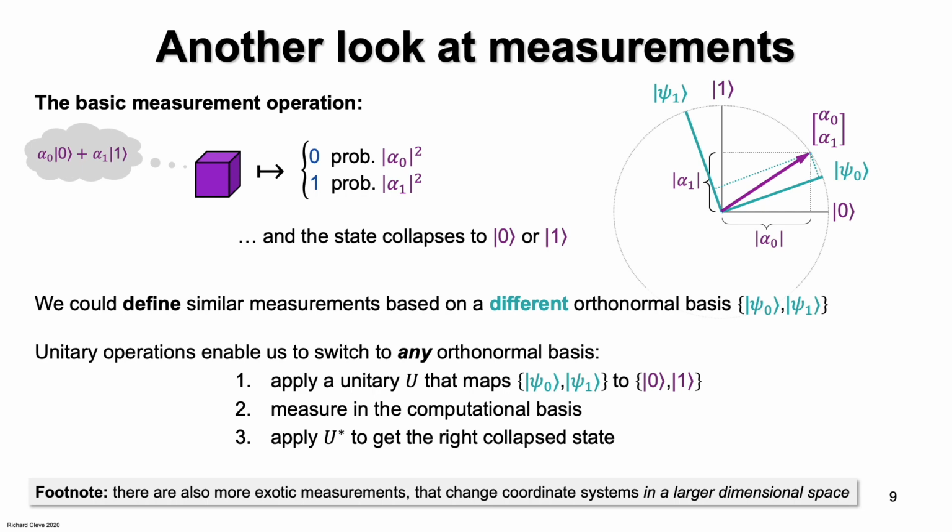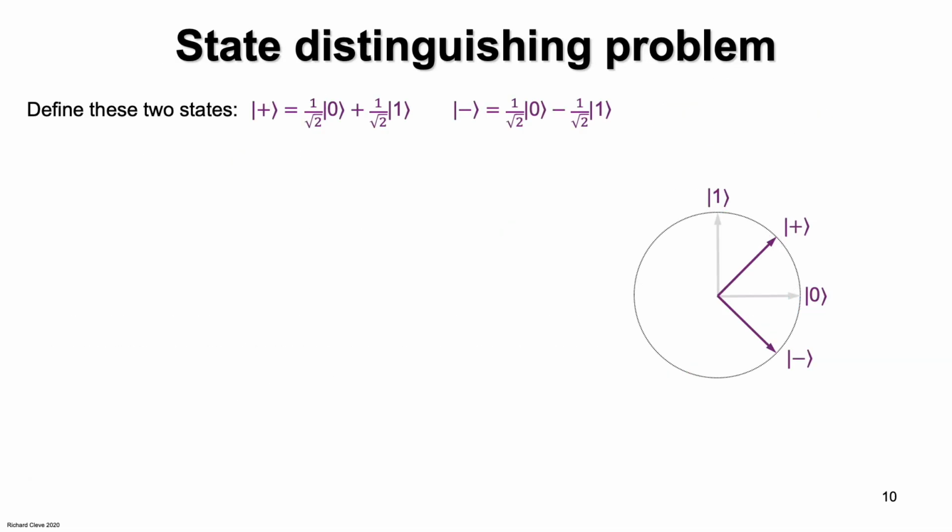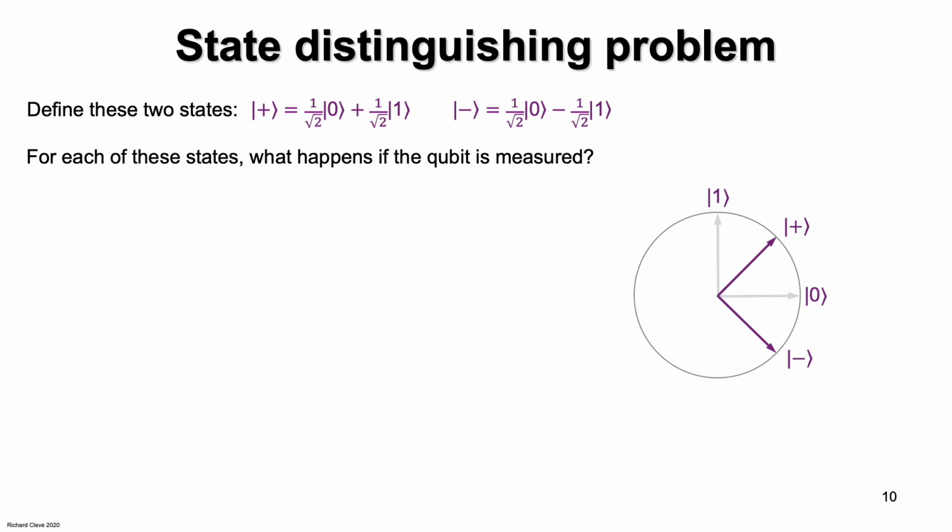Now, let's consider a simple problem involving qubits. Define the ket plus state as a uniform superposition of ket 0 and ket 1, where both amplitudes are 1 over root 2. Define the ket minus state as a similar state with minus 1 over root 2 for the second amplitude. What happens if a qubit in one of these states is measured?